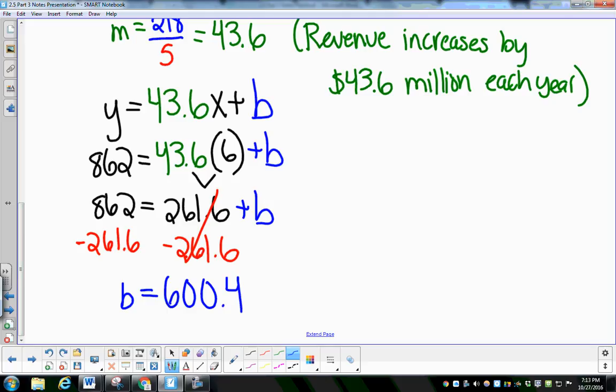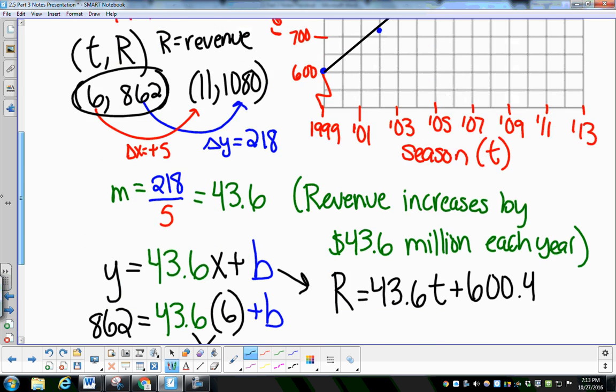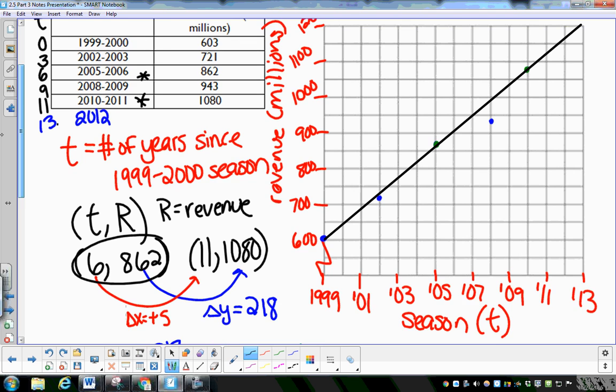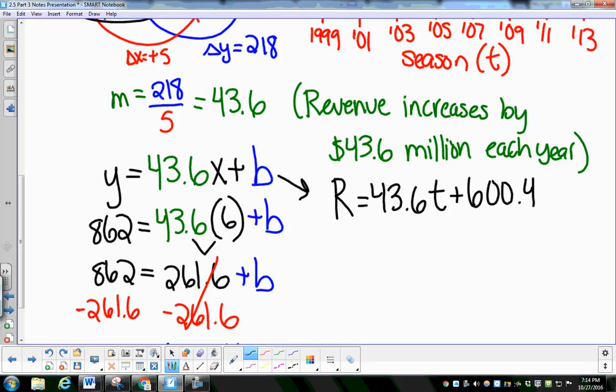So what I'm going to do is I'm going to come up here and I'm going to use my equation. I know my y-intercept, so I know my equation is y equals 43.6. Oh, you know what? I just realized I'm using the wrong letters. Instead of y, we should be using r, right? Our revenue is 43.6 times the number of years since 1999, t, plus our y-intercept, which we found out was 600.4. Now it wants to know the revenue for the year 2012, which is 13 years after 1999. So we're going to plug in a 13 for t.